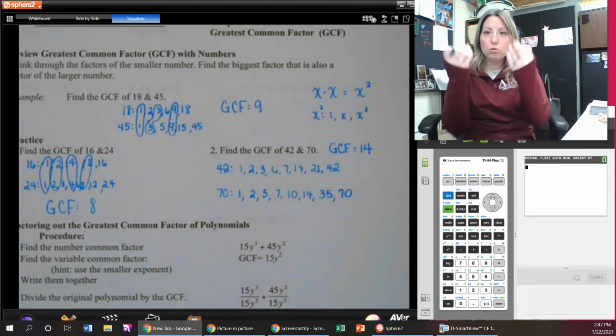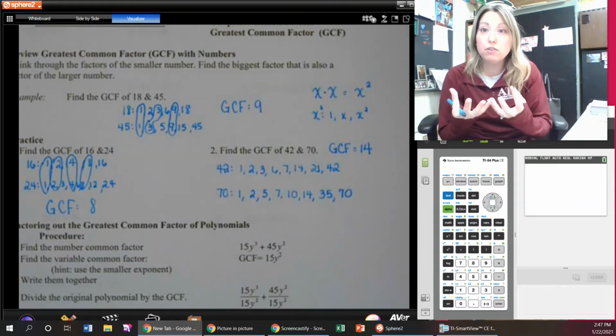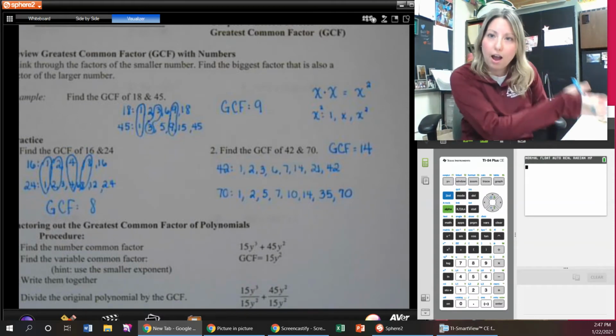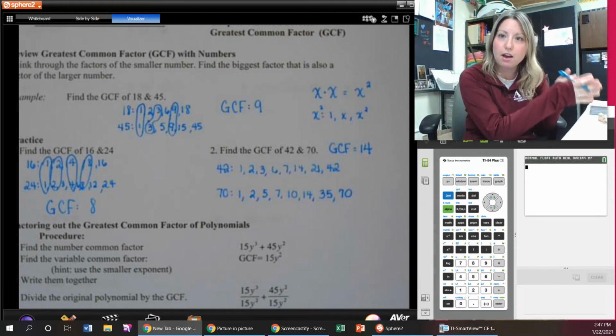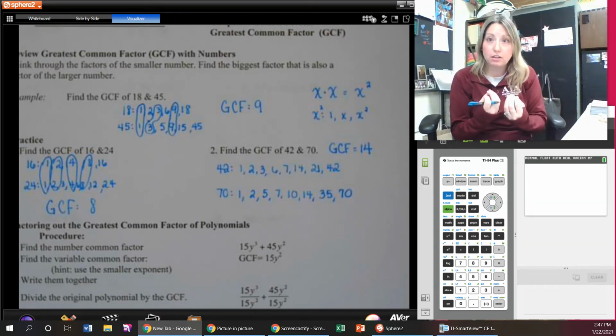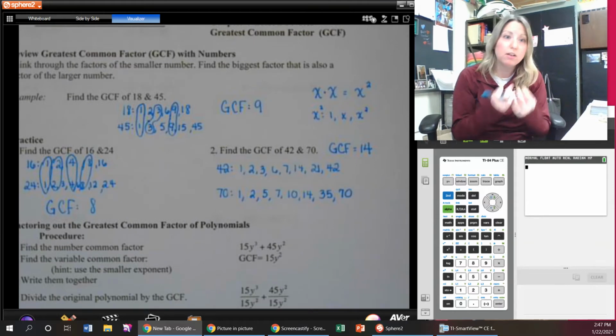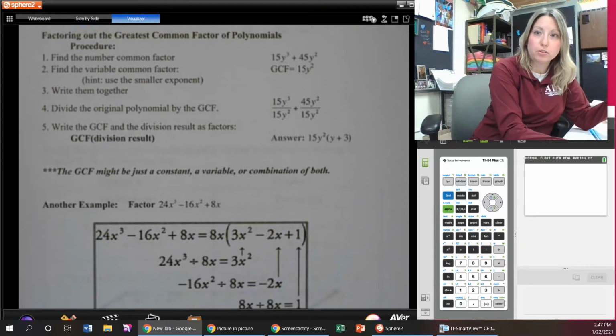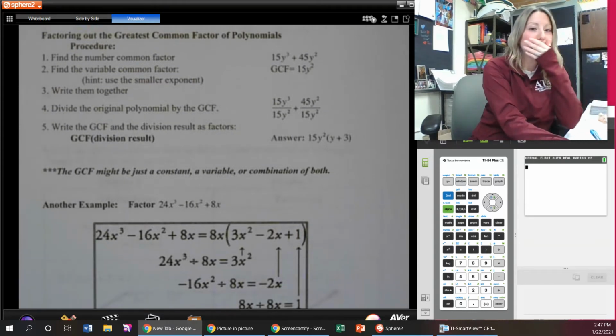And so you could conceivably pull an X or an X squared out of having that variable present, right? So that means that there are things that can divide out of a variable as well. That is what we're going to be doing with our GCF for polynomials, okay?